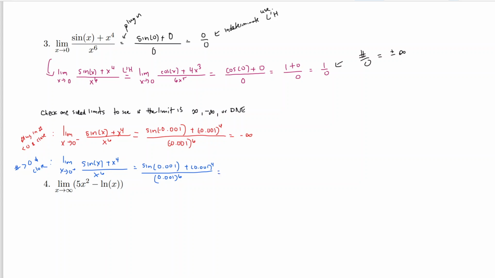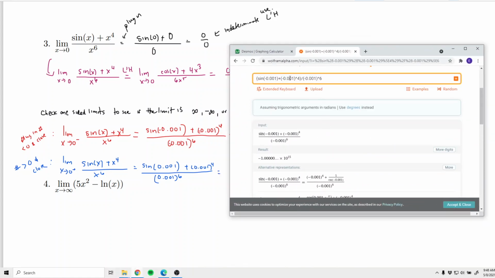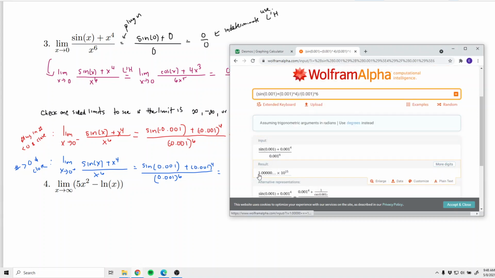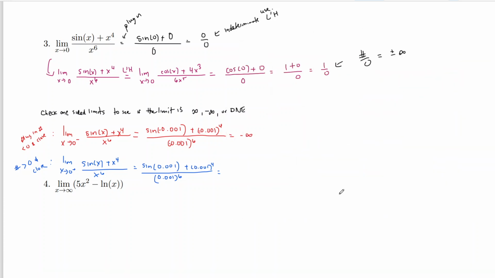And if you use this calculator just to do this type of problem, then you can just get rid of the negatives. But if you have it all typed in your own calculator, you can just get rid of the negatives there, press enter. And we see that this is actually positive. It's 1 times 10 to the 15th, so it's going to be positive infinity. And since the one-sided limits are different, that means that this is D and E.